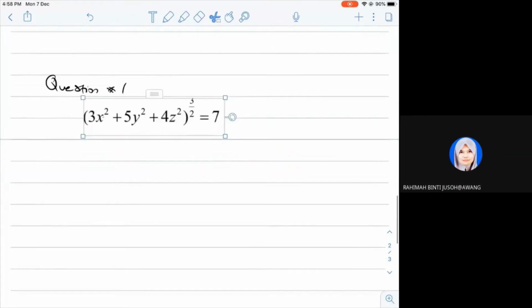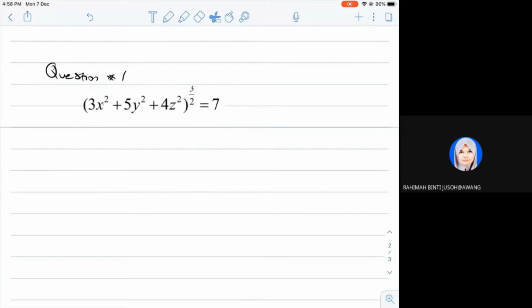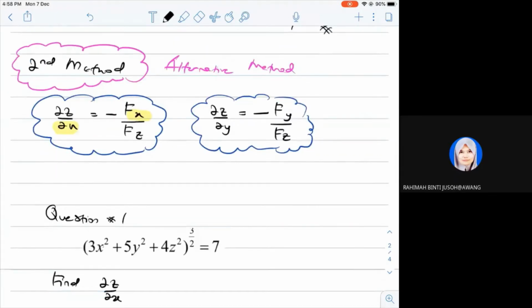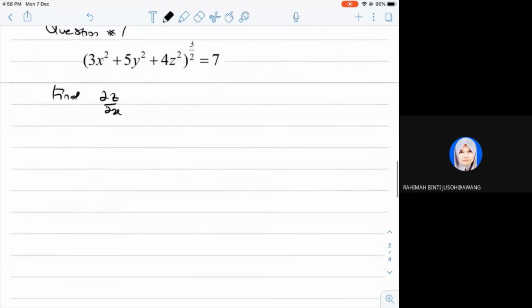All right. So let's say again we want to find del z del x. Okay, so find del z del x. All right, but now we want to use the second method. Second method ni, method kedua ni, alternative method. So we will have the formula equals to negative fx over fz. Okay, first step, what you should do is you need to let f of x, y, and z equal to this equation, all of this.